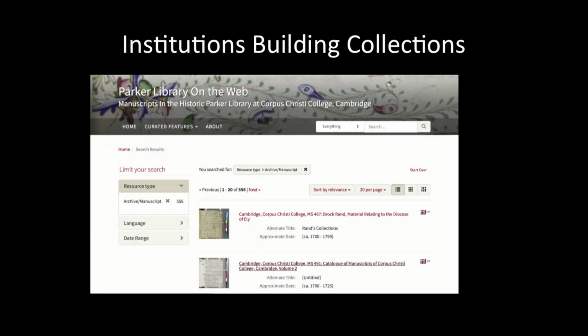So institutions building collections is one of the things that we'll probably hear a lot about over the next couple of days. Parker on the Web was recently rewritten as a manuscript site with full IIIF capabilities, but it's by far not the only one. In fact, it's one of the smaller ones, so 500 manuscripts there.